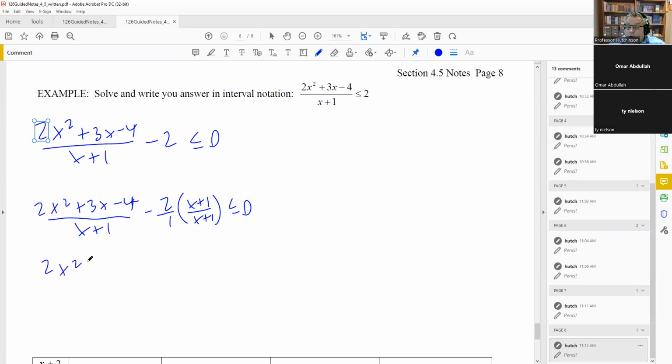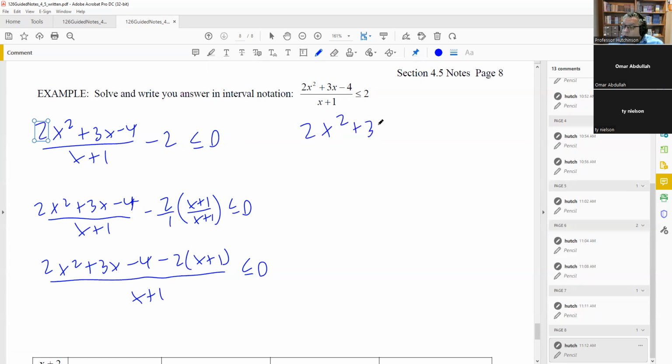So I have 2x squared plus 3x minus 4. I'm going to be subtracting this here, so negative 2 times x plus 1. All that is over my common denominator of x plus 1. Then I need to simplify this, so I keep going: 2x squared plus 3x minus 4, and I'm going to get minus 2x minus 2, all over x plus 1, less than or equal to 0.